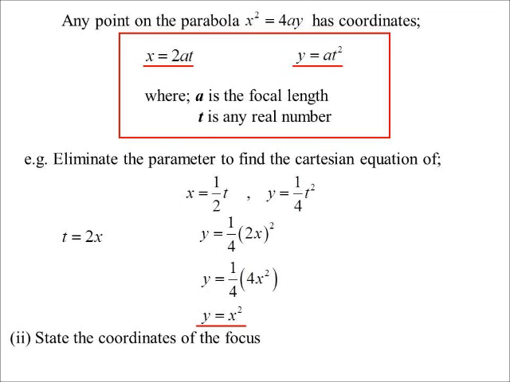State the coordinates of the focus. Okay, we know a is a quarter, so the focus is simply (0, a quarter).